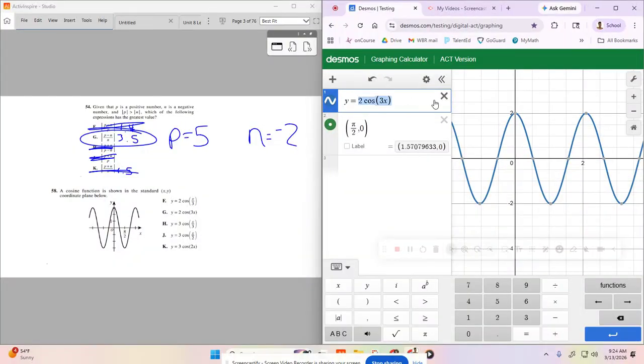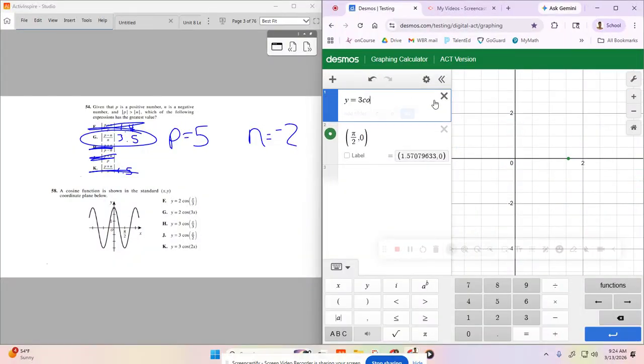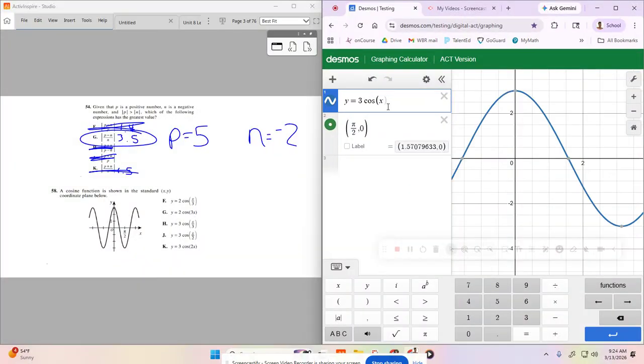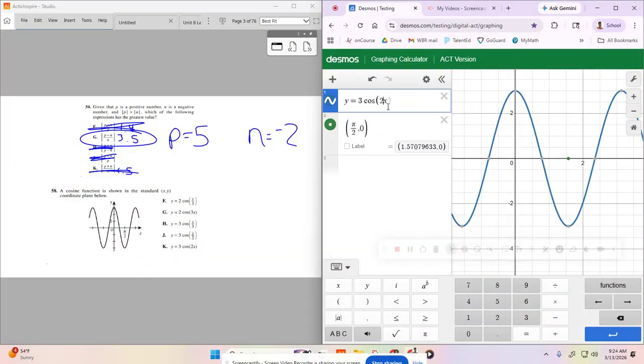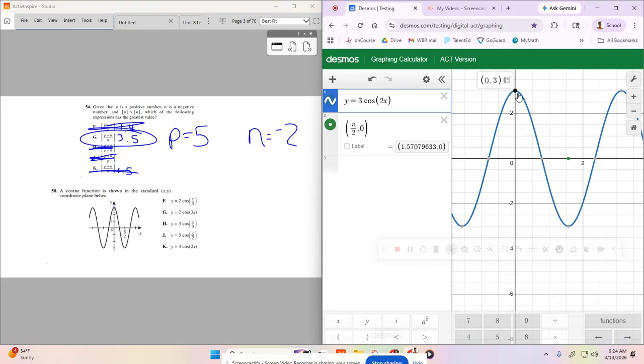Let's try the next one. Y equals 3 cosine x over 3. Definitely not right. Y equals 3 cosine x over 2. Still does not look right. Y equals 3 cosine 2x. And here it is. Oh, this is going up to 3, up to 3. This is in the middle of where my first minimum is. So I know it is K.